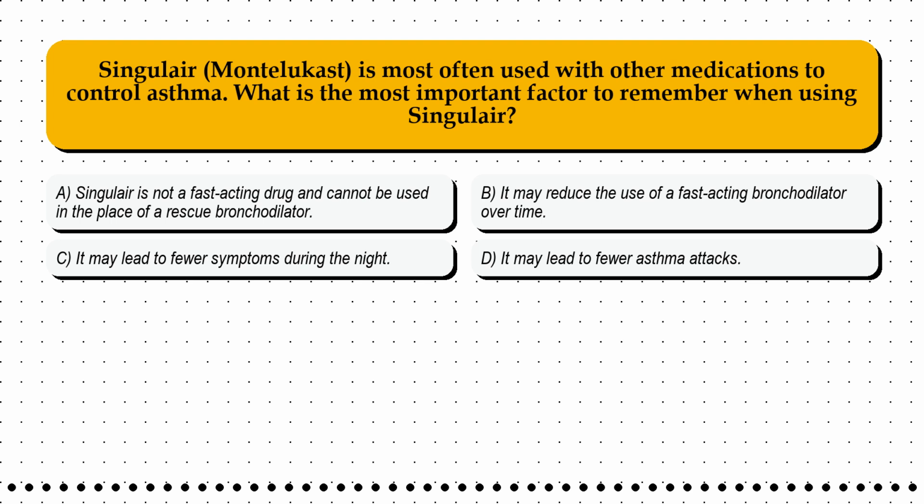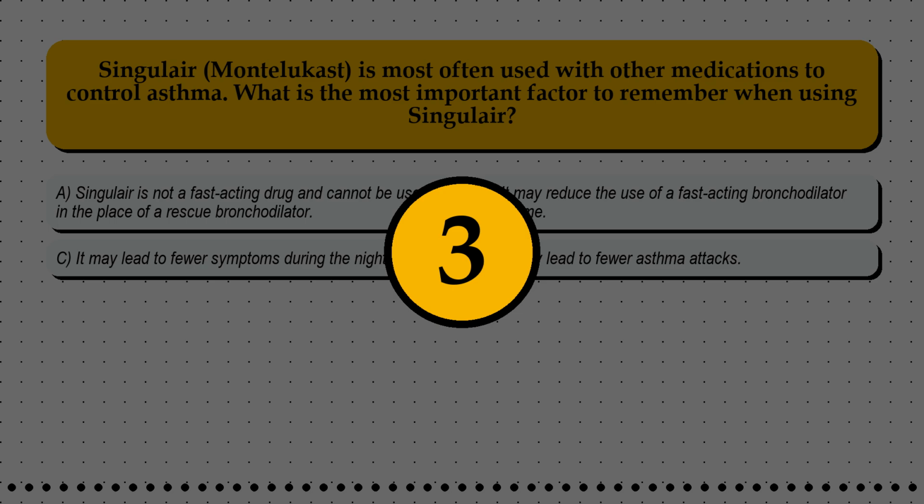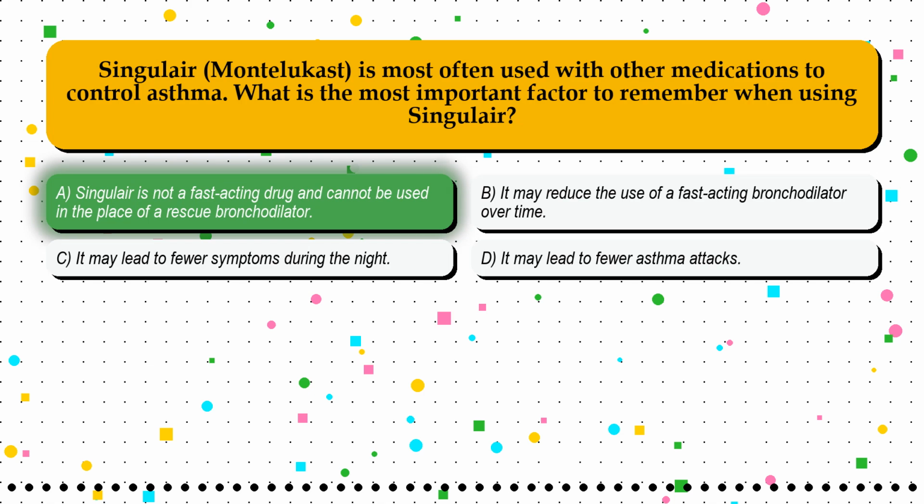Option A, Singulair is not a fast-acting drug and cannot be used in the place of a rescue bronchodilator. Option B, it may reduce the use of a fast-acting bronchodilator over time. Option C, it may lead to fewer symptoms during the night. Option D, it may lead to fewer asthma attacks. The correct answer is option A. Singulair is not a fast-acting drug and cannot be used in the place of a rescue bronchodilator.